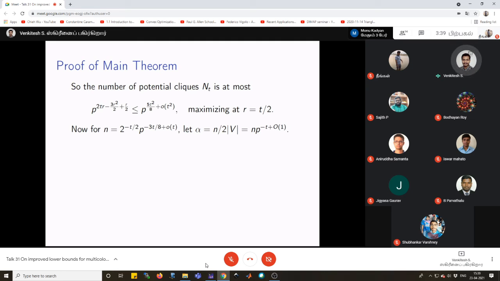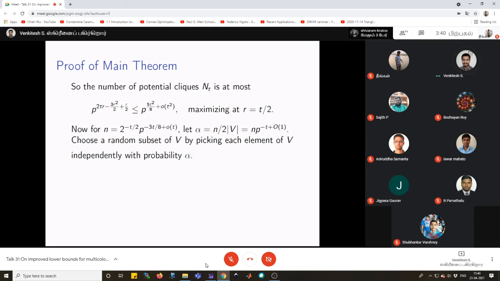So this alpha is actually a number between 0 and 1, and the final random subset that we pick is chosen as follows. We take a random subset of P by picking each element of P independently with probability alpha. Every vector in V, or every vertex in V, has the same probability alpha of being chosen into this random subset, and this choice is independent. So the choice of one element does not influence the choice of another element. This is the random subset that we're going to pick.